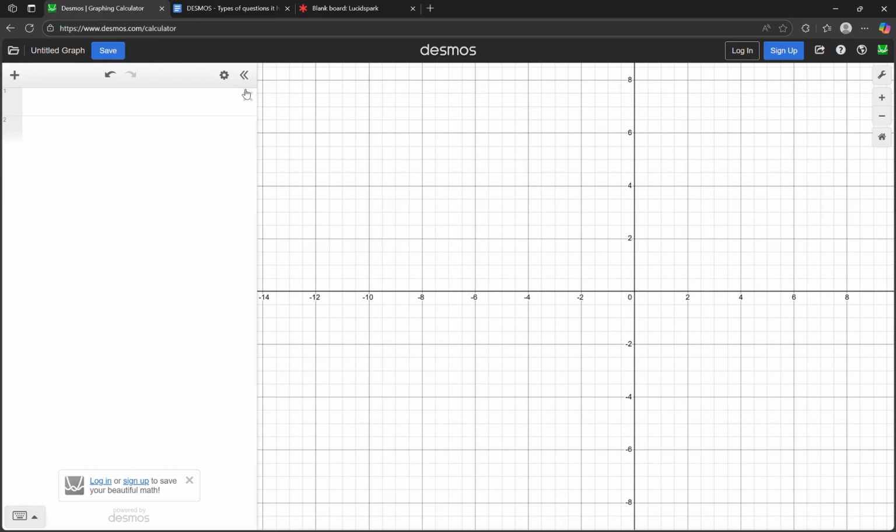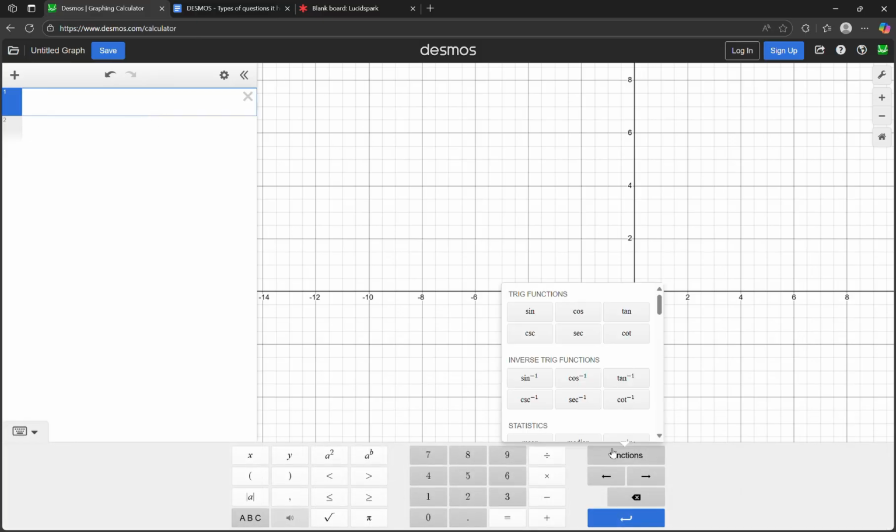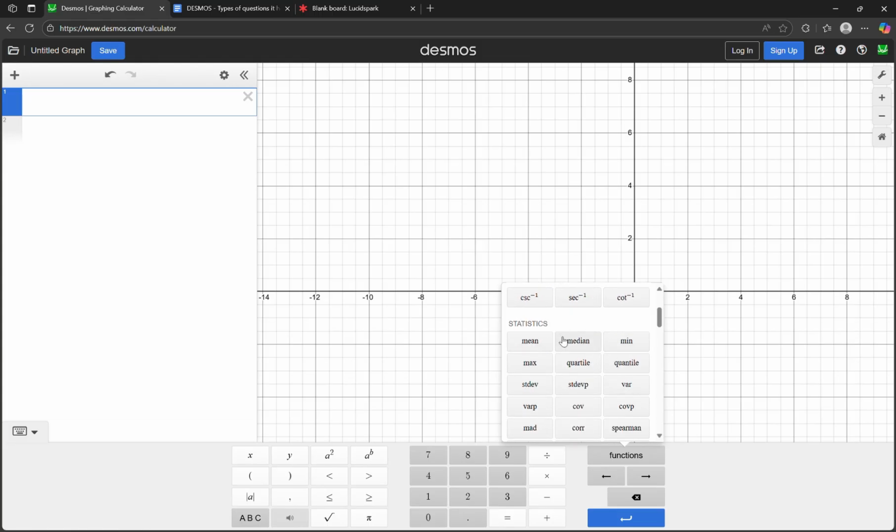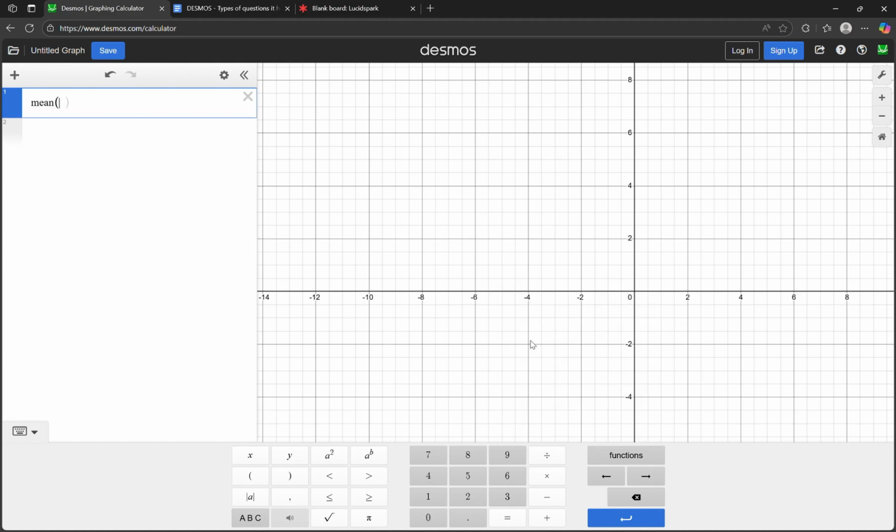So what you're going to do is you're going to click on this, go to functions, and then scroll until you see statistics. If you have a set of numbers that you want to find the mean or median or min or max for, literally just type in the numbers. So we can do 3, 4, 5, 6, and then it gives it to you right there. So that's nice. And then for circles, say you had a circle and you wanted to find the radius or diameter, you can just plug it in.